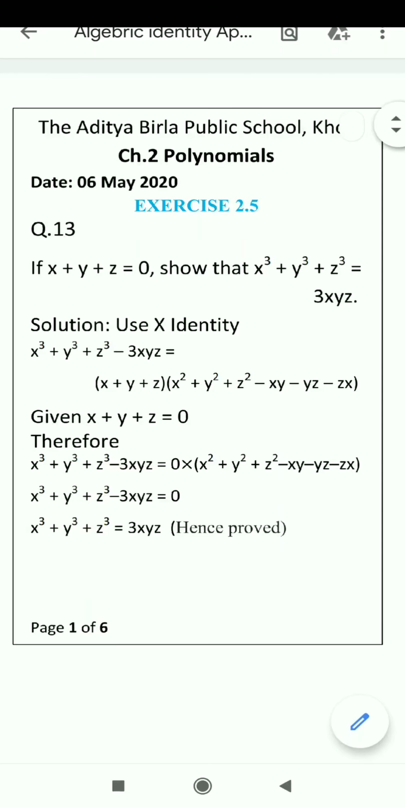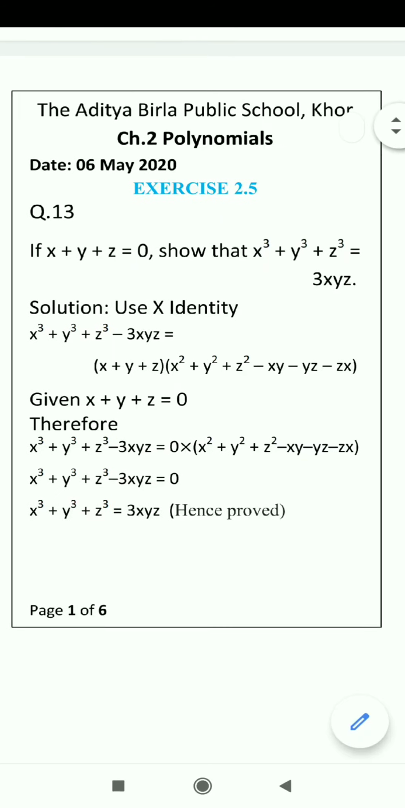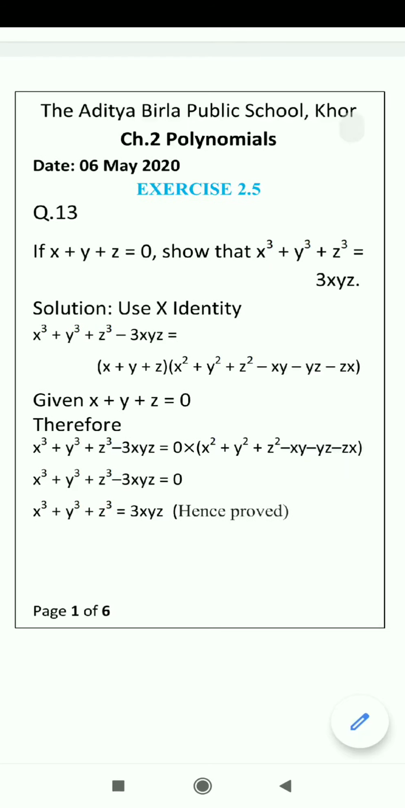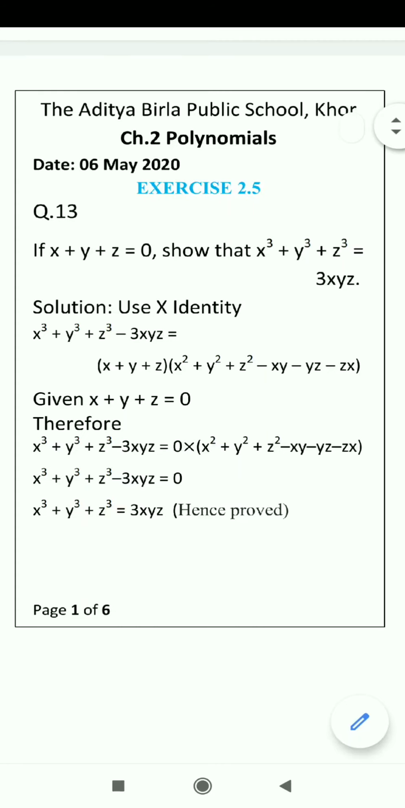Here it is given to us that x plus y plus z equal to 0. So therefore, in place of x plus y plus z in the identity, on the RHS we can write 0. So x cube plus y cube plus z cube minus 3xyz equal to 0 multiplied by the second bracket as it is. So 0 multiplied by any number is 0. That's why x cube plus y cube plus z cube minus 3xyz equal to 0.